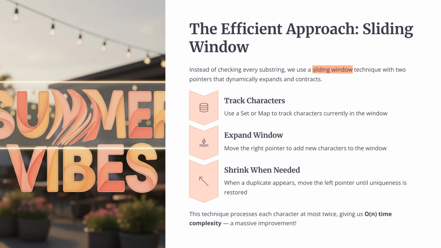Here's the three-step process. First, we track characters using a set or a map. Second, we expand the window by moving the right pointer and adding new characters. Third, if we hit a duplicate, we shrink the window by moving the left pointer until we're back to unique characters. This method ensures that each character is visited at most twice, once when added and once when removed, making it linear in time. A massive improvement from O(n^3) to O(n).